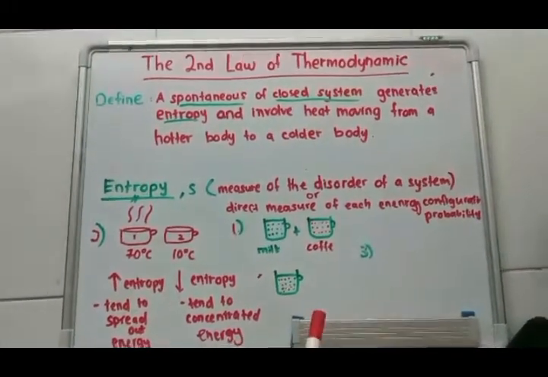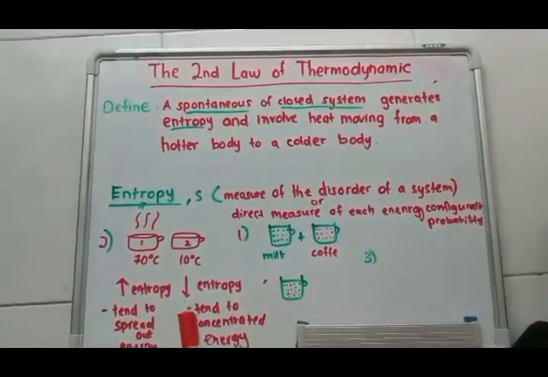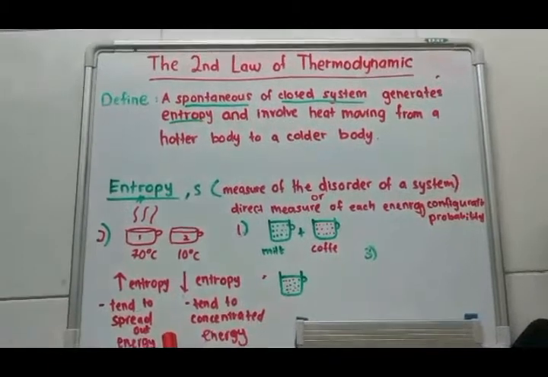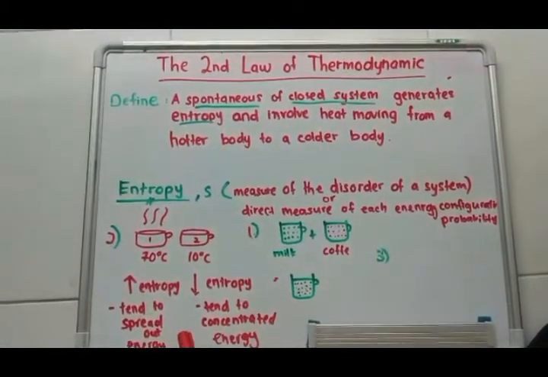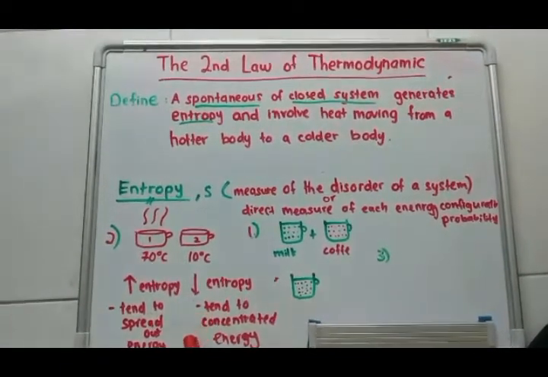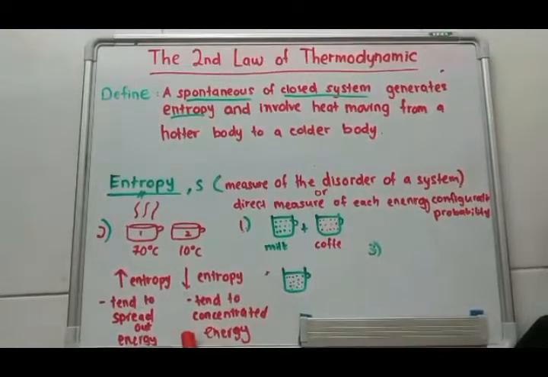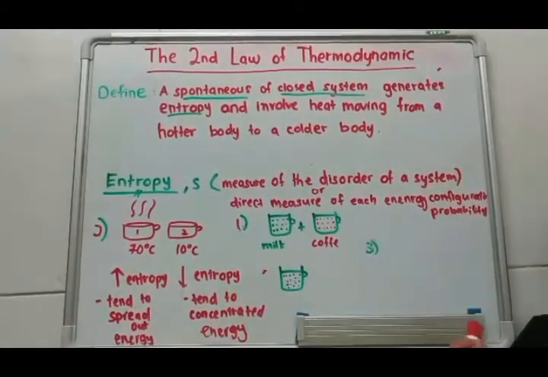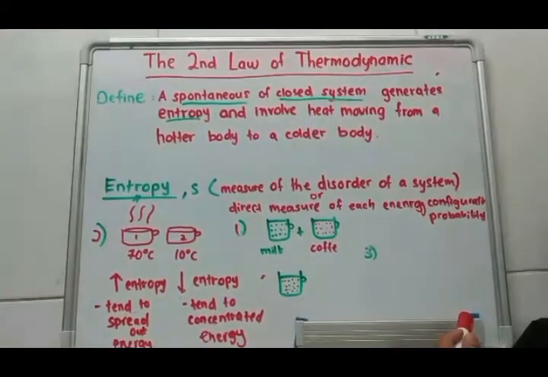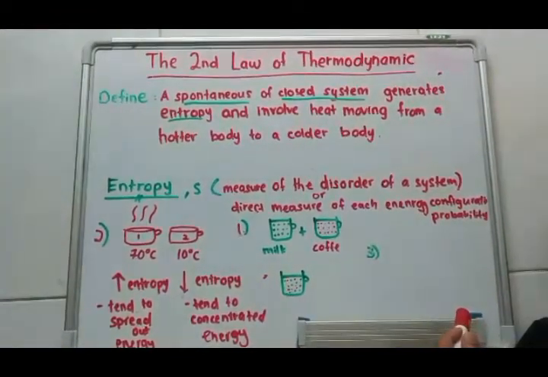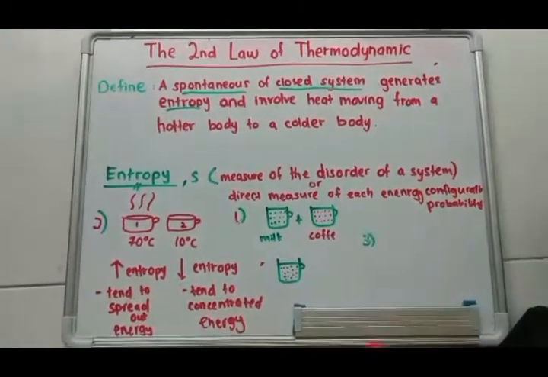This is entropy. A system has high entropy when it tends to spread out its energy, and a system has low entropy when it tends to concentrate its energy. Based on this explanation, I hope you understood the definition of the second law of thermodynamics and the definition of entropy.